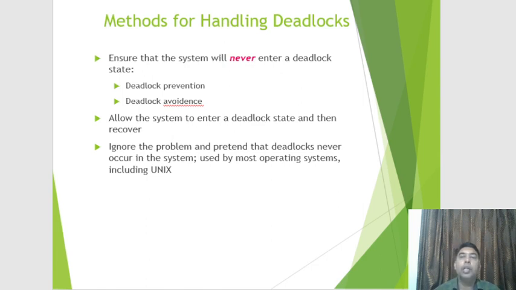The simplest and most useful approach states that the process should declare the maximum number of resources of each type it may ever need. The deadlock avoidance algorithm examines the resource allocations so that there can never be a circular wait.